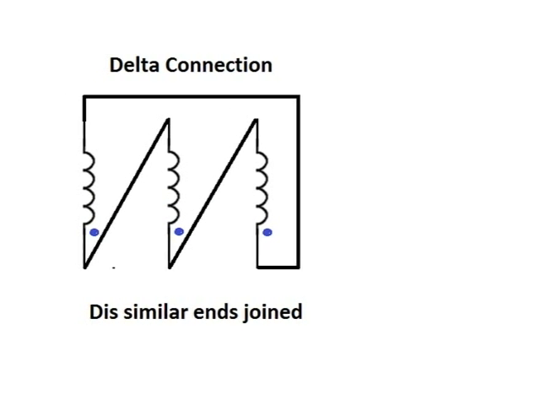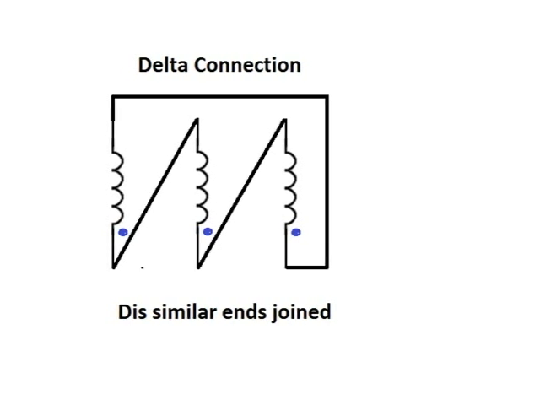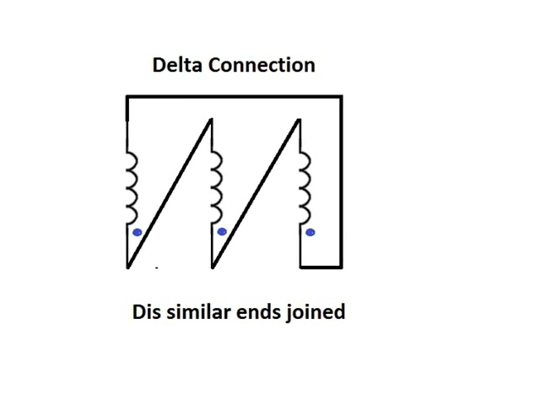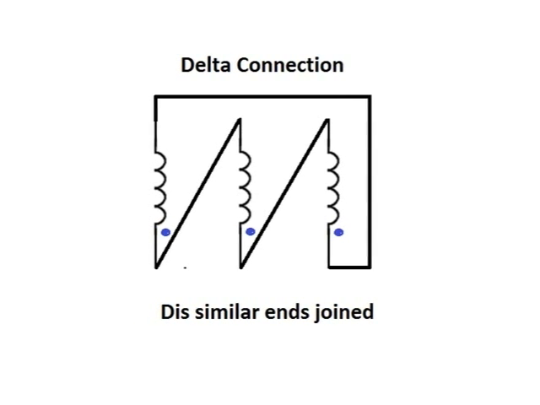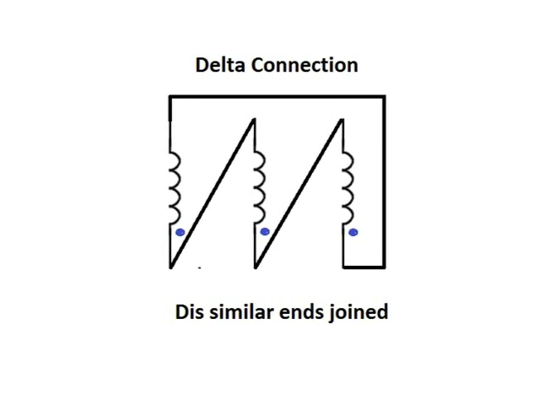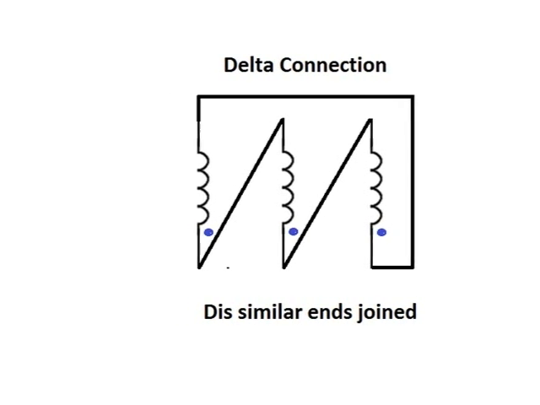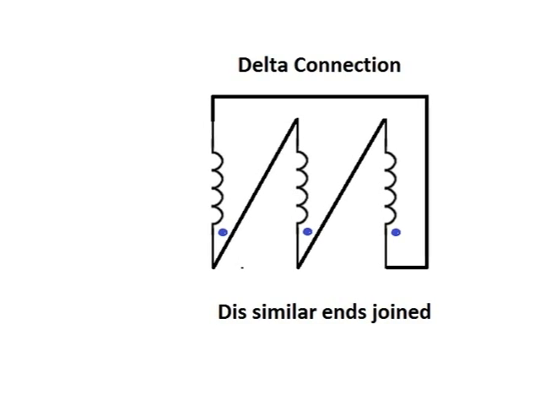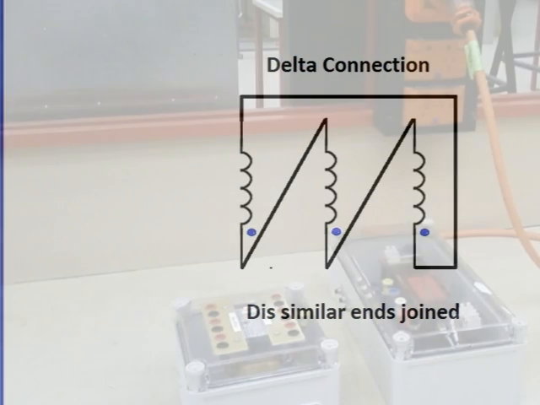The second of the common connections is the delta connection. In this case, we join dissimilar ends of the windings. So, as shown here with the dot notation, we're joining dissimilar ends. We have to be careful to ensure that this is done correctly, and we have various tests that we'll look at through this video to determine that correct polarity.